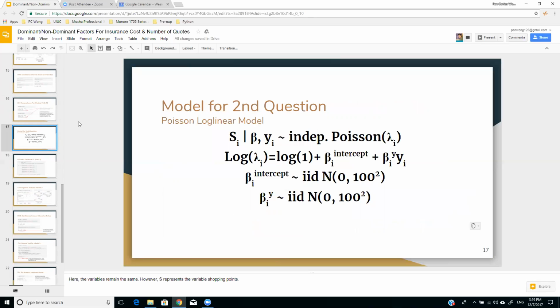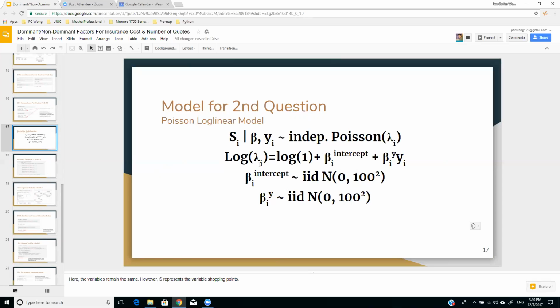Thank you, Melanie. For the second question, we want to see if the cost of insurance directly causes members to obtain more quotes before making a purchase decision. Specifically, we're building a Poisson log linear model where the number of quotes people get is the target variable and the cost of insurance is the explanatory variable. We are assuming this follows the Poisson distribution.